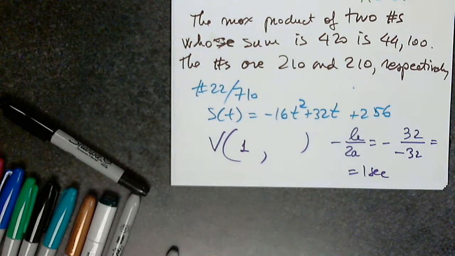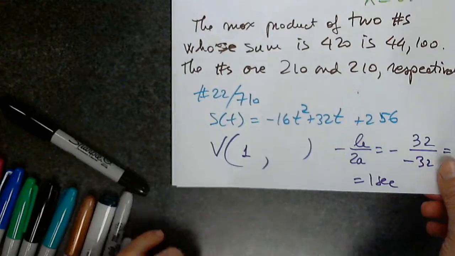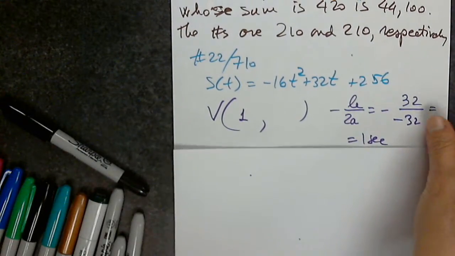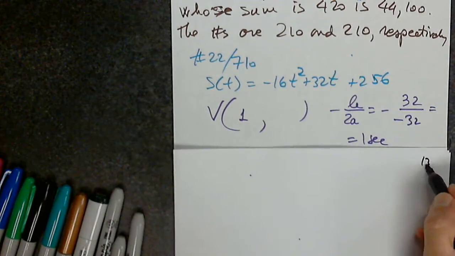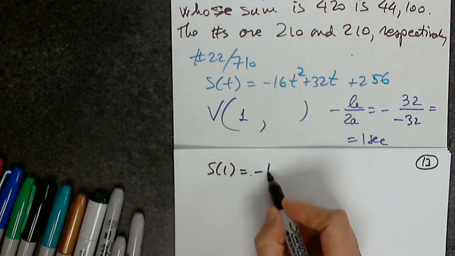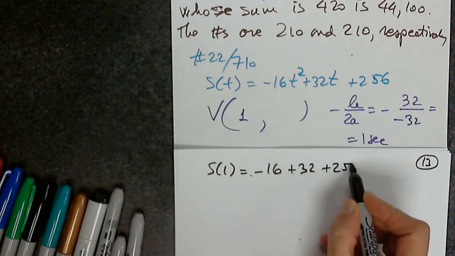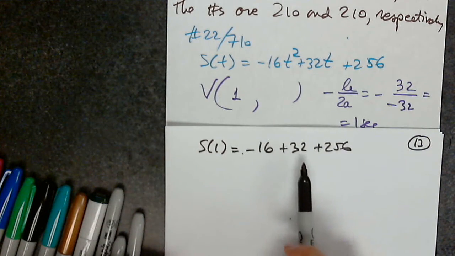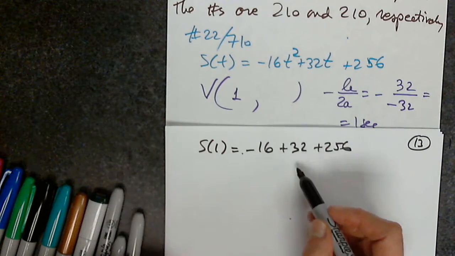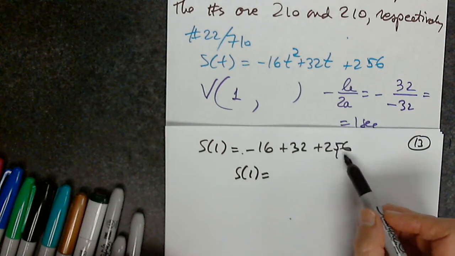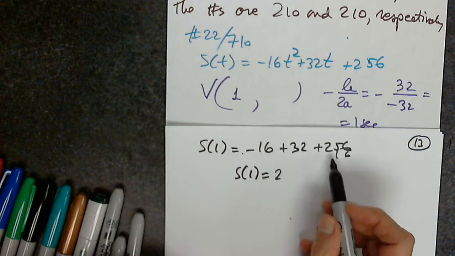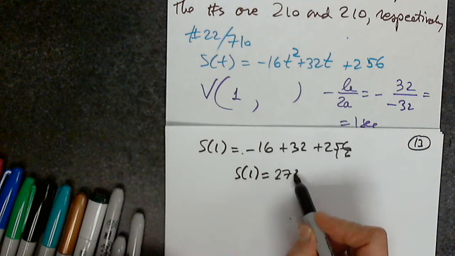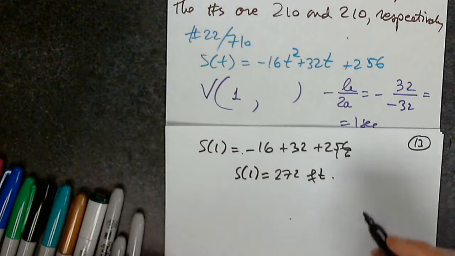That's the time. But how do I know what is the maximum height reached by the stone? I have to plug it in. So it's S of 1. Very good. So S of 1, negative 16 plus 32 plus 256. So negative 16 plus 32 is 16, so I only have to add 16 to 256. So S of 1 is, and what do I have? 272 feet. That's the maximum height.